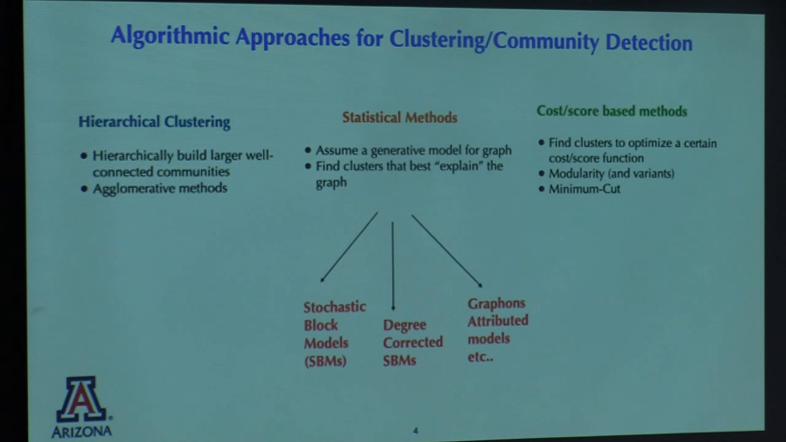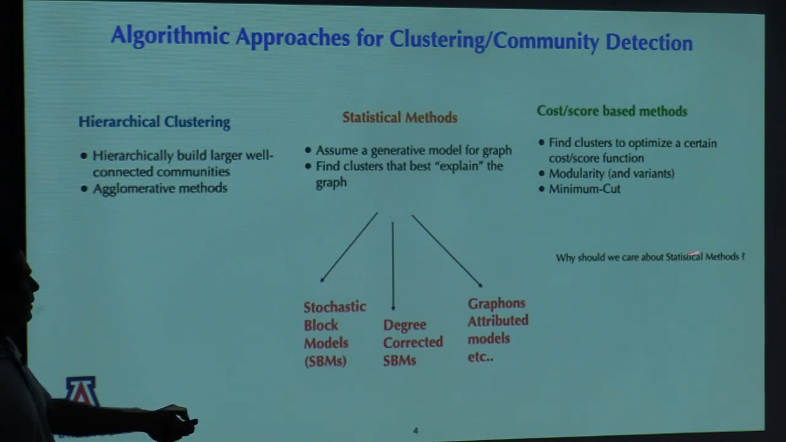And then there are other methods, like cost and score-based methods, that want to partition a graph into communities which minimize a certain cost, and the cost is specified a priori to the clustering algorithm. Given that cost, you try to find the best clustering you can find. For example, there are modularity-based clustering algorithms, minimum cut-based algorithms, and so on. So the problem of community detection and clustering has a very rich history. That's what I want to highlight and give you a quick overview of.